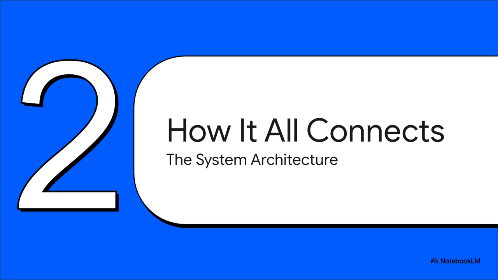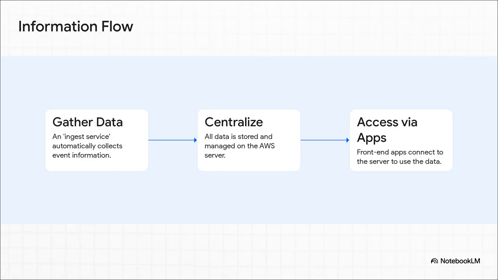Okay, so we know it's an engine, but how does it actually connect to everything else? To really get why this is so powerful, we need to pull back the curtain and see how all the different pieces, from the raw data to the apps you actually click on, talk to each other. It's actually a pretty simple three-step flow. First, an ingest service just goes out and grabs all your event data. Maybe it's from a Google Calendar, or like in the demo we're looking at, a whole list of MLB games.